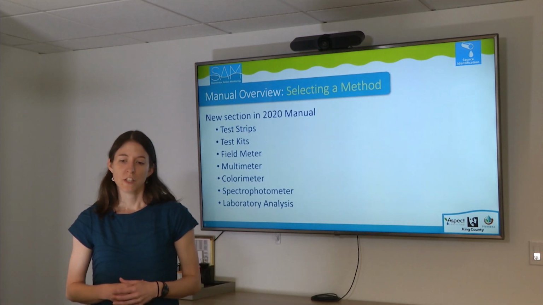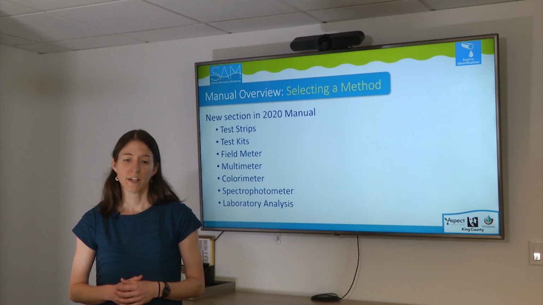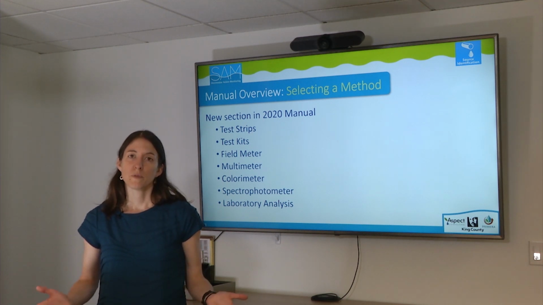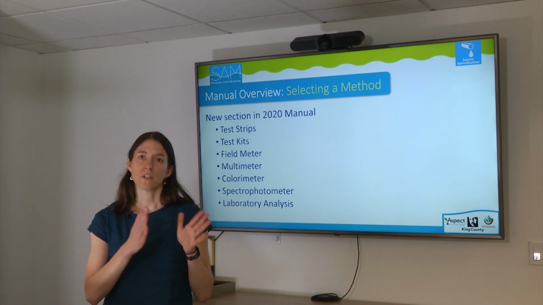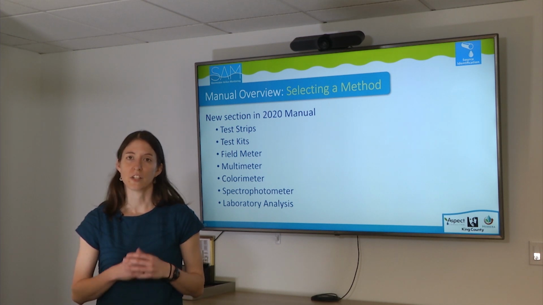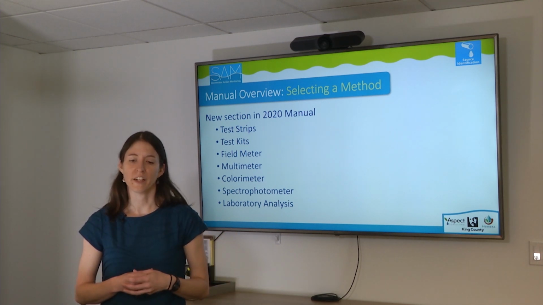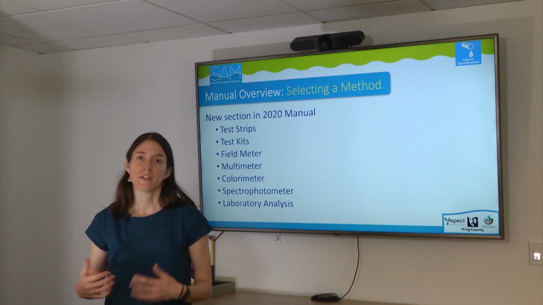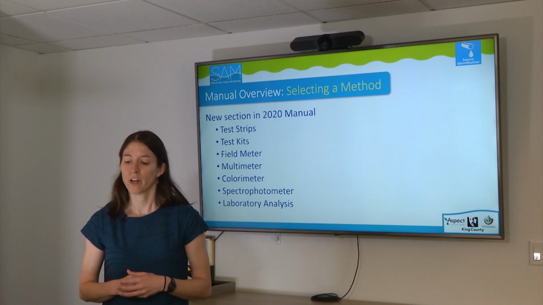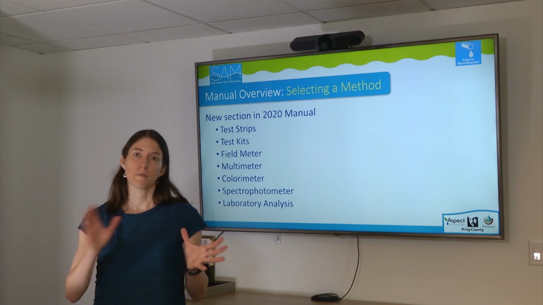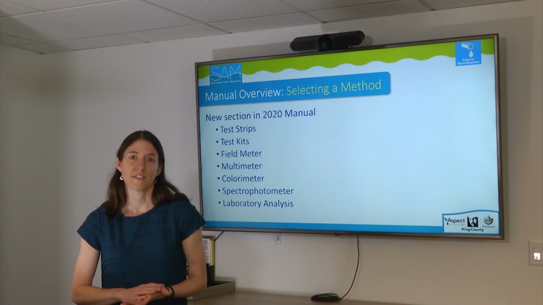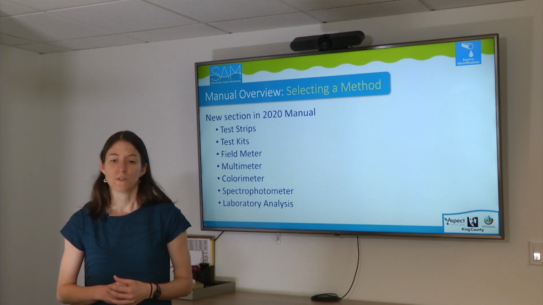I mentioned there's a new section in the 2020 manual called Selecting a Method. This includes a general overview of information on test strips, test kits, field meters, etc. What that is, basically, in the old 2013 manual, it had that in each of the indicator sections, and we just pulled some of that generic overview content up to the front of the section. So if you're looking for some general information on how to evaluate these different types of methods, you'll find that now in section 4.2, so that's up front rather than in each of the indicators. And that just streamlines things in the manual, so that content is still there. You'll just be looking in a different place for it.